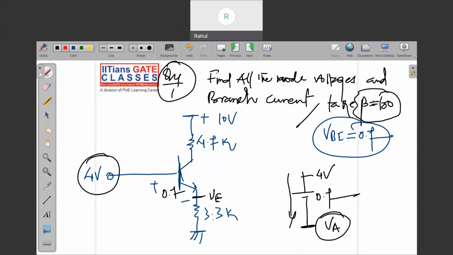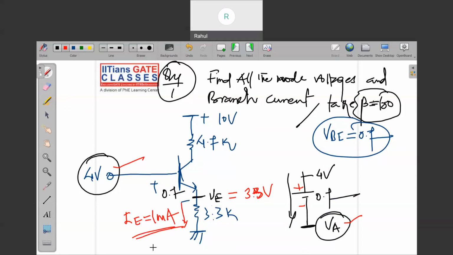You're coming down from plus to minus, okay? So if you're coming down, your potential will decrease. So 4 here it is, and this is 0.7. So your VE will be what? 3.3 volt, okay? The moment you get VE, you can compute IE here. What is IE then? IE will be 3.3 upon 3.3 kilo, meaning 1 milliampere. IE, the emitter current, you will get, right?